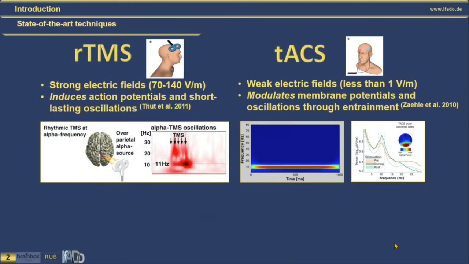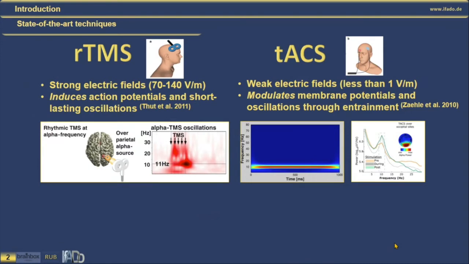We know that among existing NIBS techniques, rTMS can induce oscillations at a specific frequency in the brain, but the after effects are short. On the other hand, we have tACS that can entrain endogenous oscillatory activity in the brain, but not at non-endogenous frequencies. This is important because in many psychiatric and neurological disorders, oscillatory activity in relevant frequency bands is diminished or completely absent. So tACS might not be very suited.